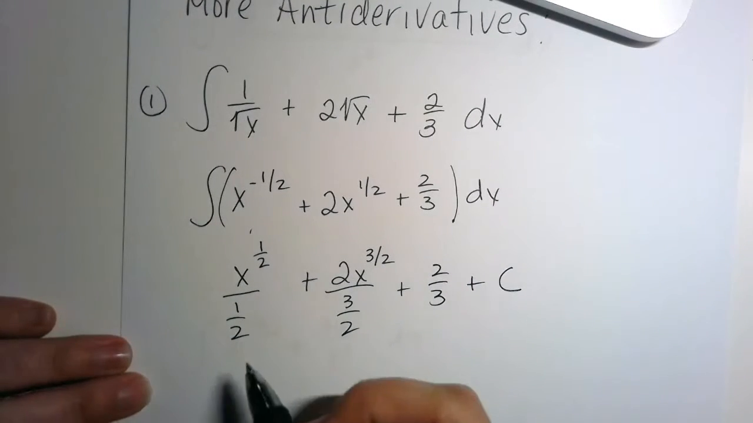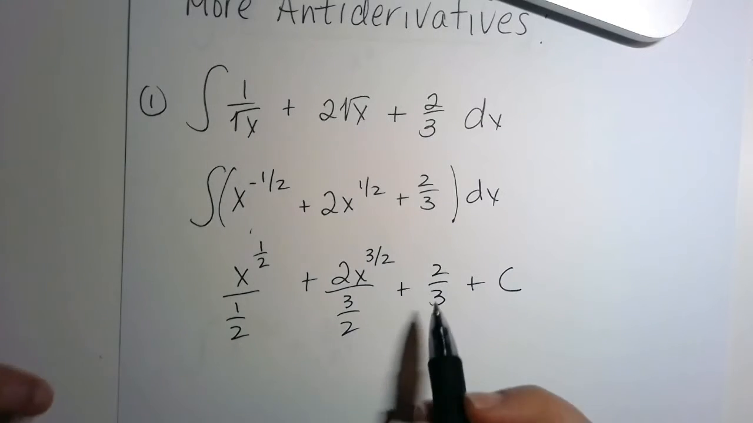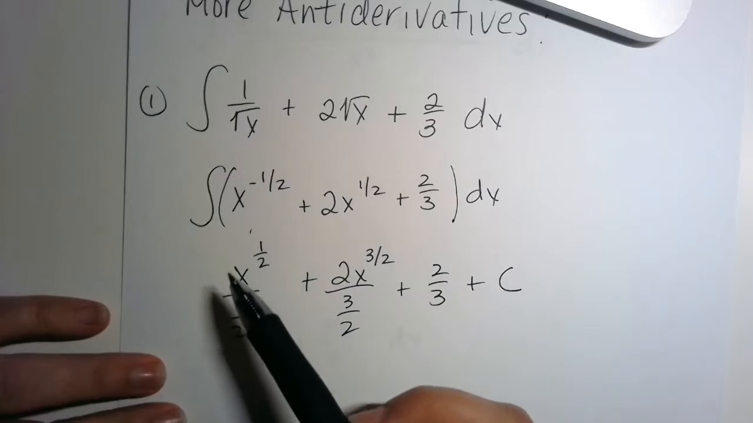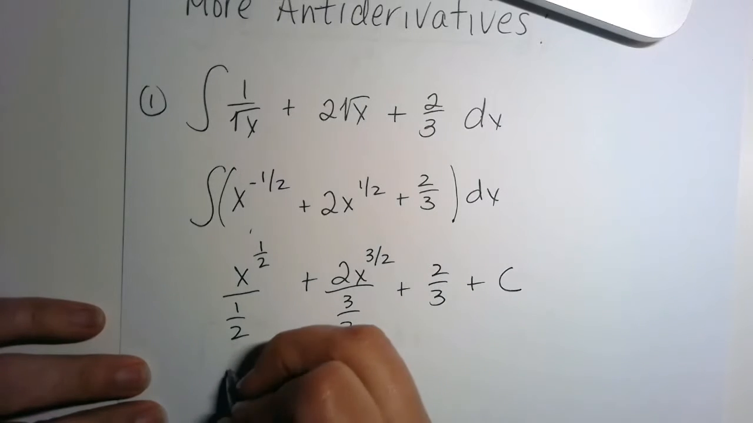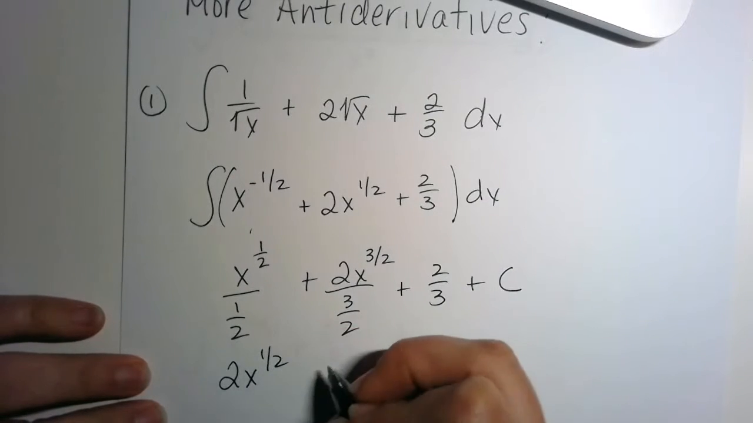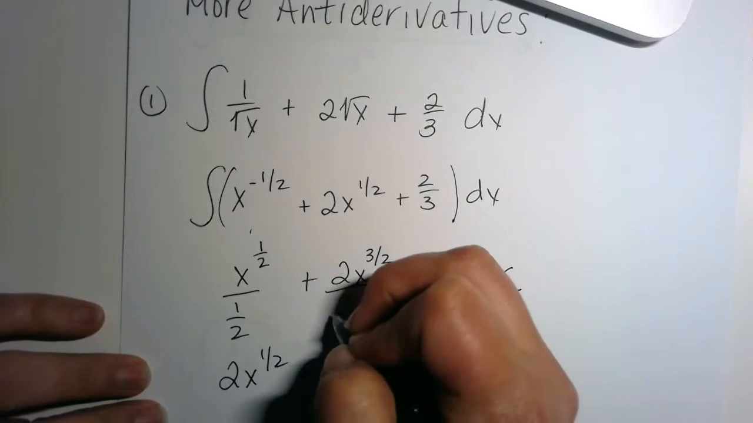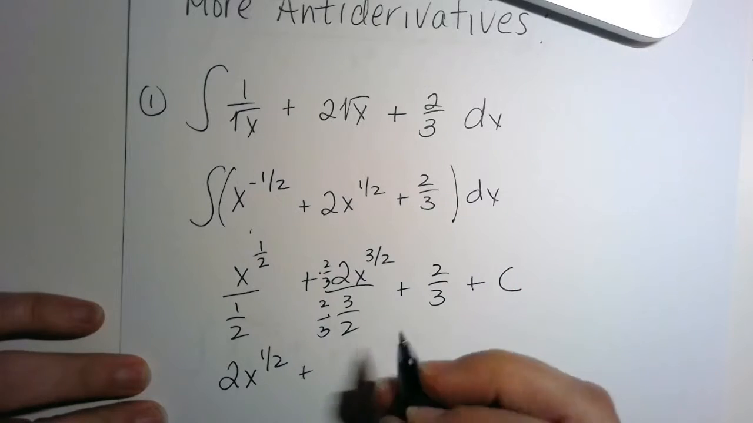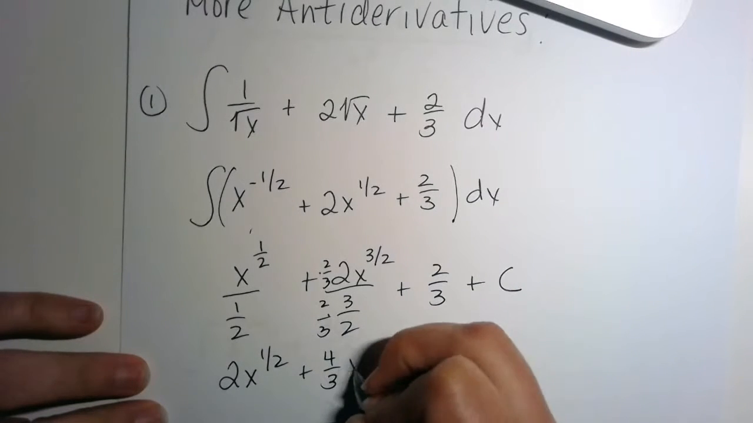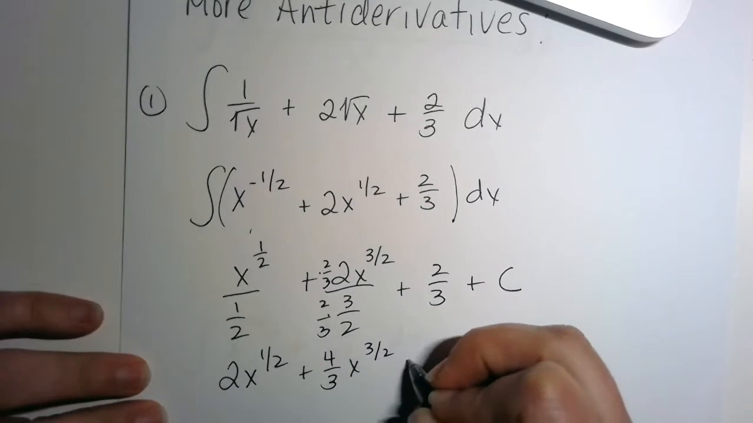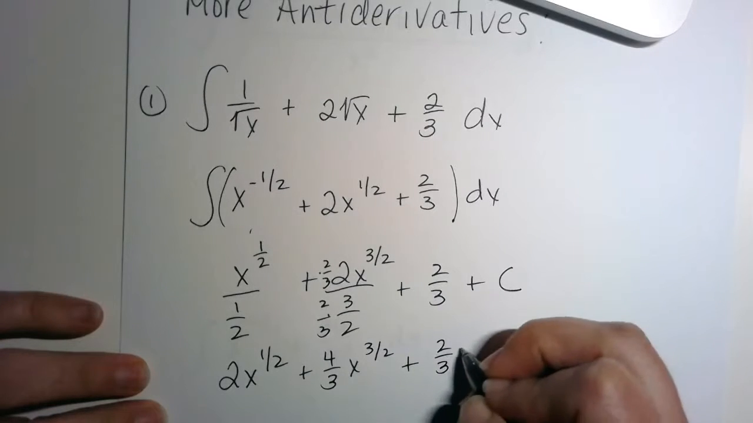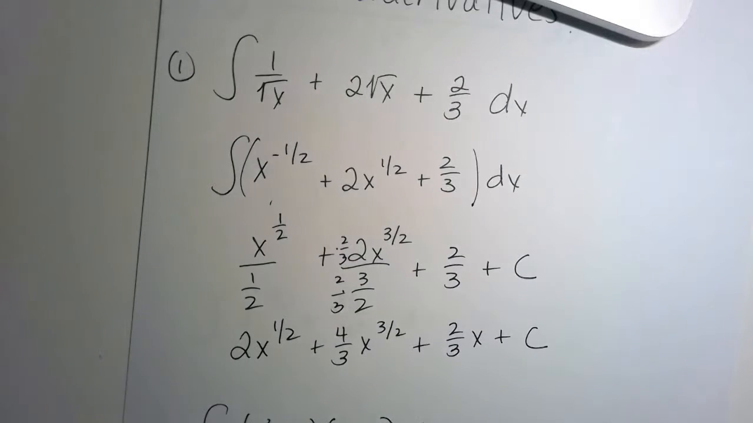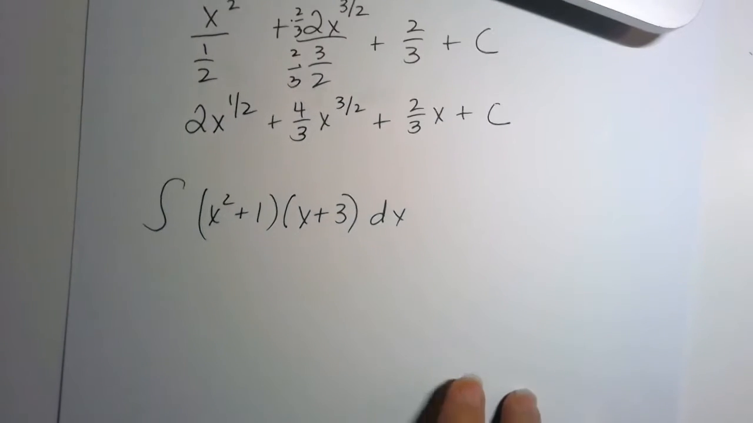So to simplify it here, really, what I do when I go to divide by a fraction is I just write the reciprocal over here, because I'm going to multiply the top and the bottom by the reciprocal and get 2x to the 1/2 here. And then if I multiply the bottom by 2/3 here, I'm going to get 4/3 x to the 3/2 here, and then plus 2/3 just gets an x plus c. And I didn't have any initial conditions, so that's just my antiderivative.